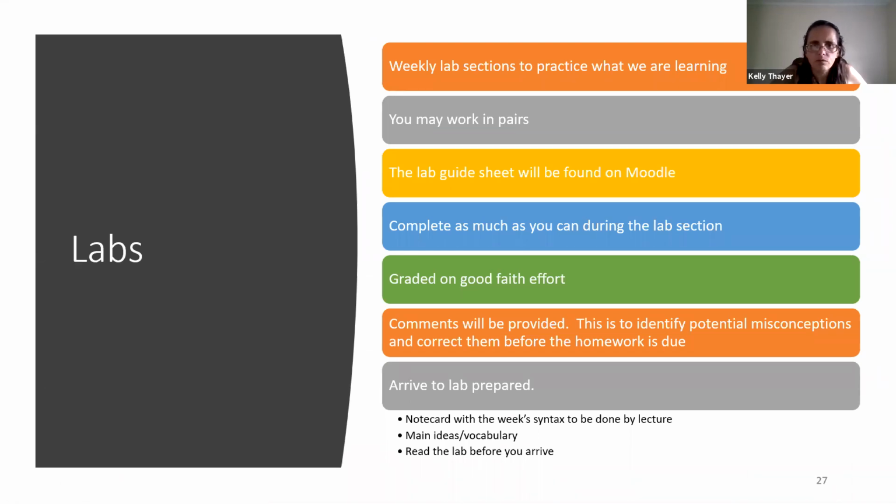All right, for the labs, we have the weekly lab section to practice what we're learning. Actually, we'll be doing groups this semester, not pairs. It'll probably be groups of 3. The lab guide sheet will be found on Moodle. You should complete as much as you can during the lab section. It is graded on good faith effort. That means if you come to lab and you've worked on your lab for an hour and 20 minutes, if you get one problem done, you'll still get 100%.